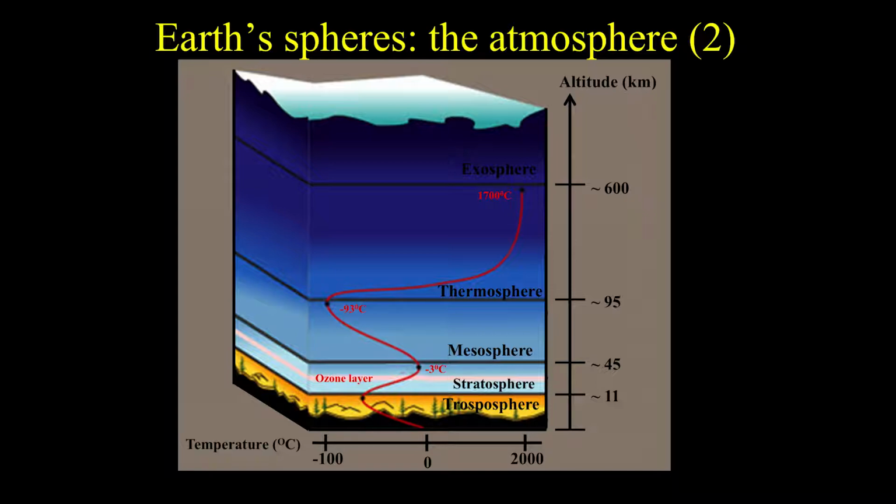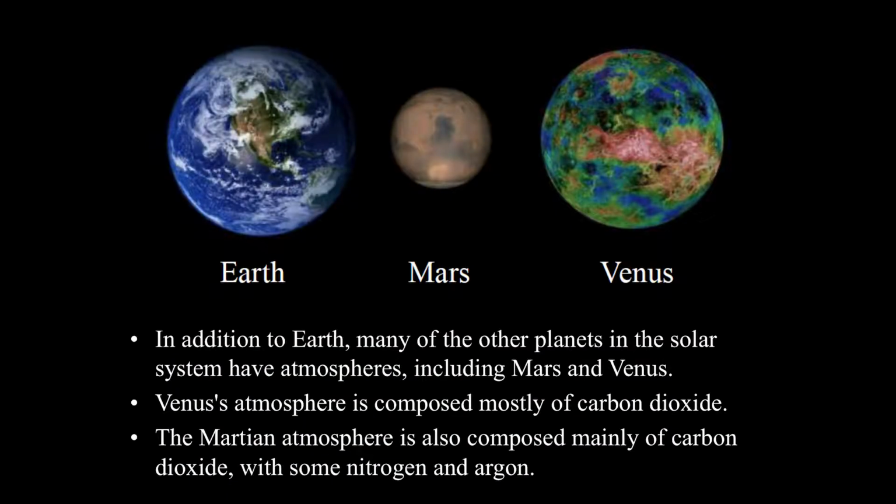In addition to Earth, many of the other planets in the solar system have atmospheres, including Mars and Venus. Venus's atmosphere is composed mostly of carbon dioxide. The Martian atmosphere is also composed mainly of carbon dioxide, with some nitrogen and argon.